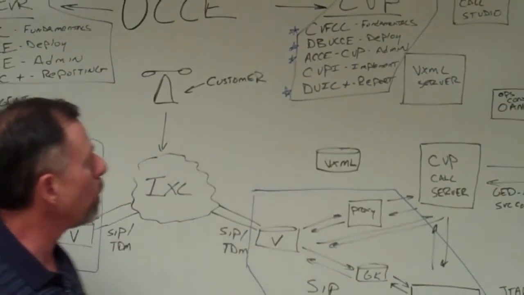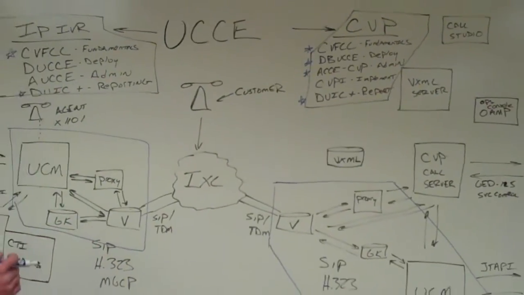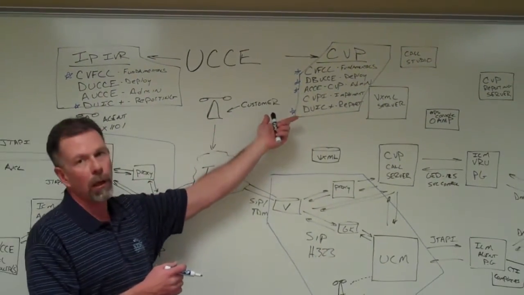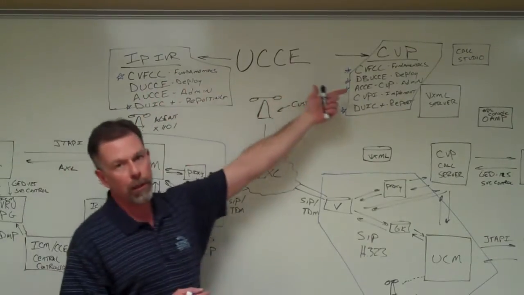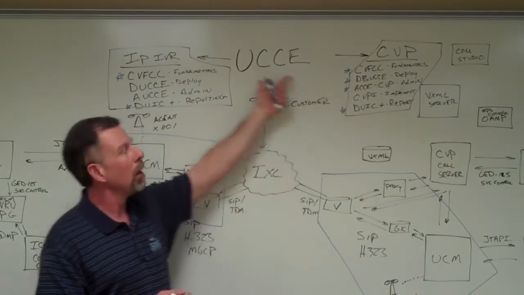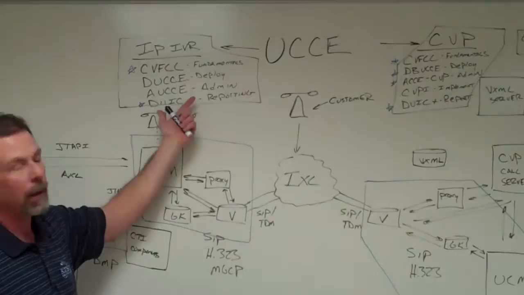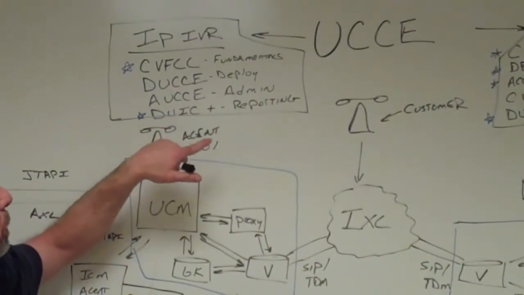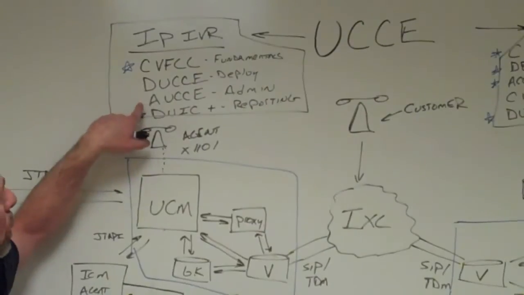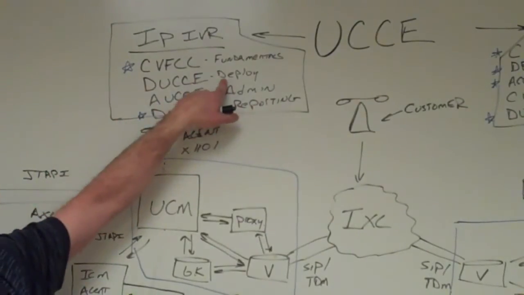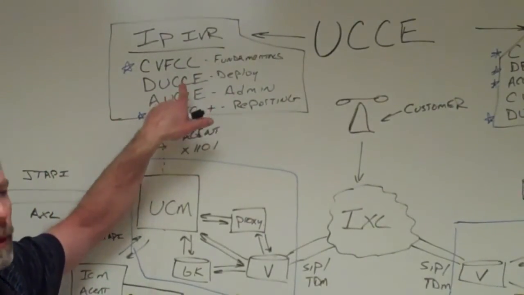We'll also talk to you about reporting. Just going to take a second here, even though I started off talking about CVP, just to kind of explain to you that really these tracks are very similar on the CVP side of the house as they are on the IPIVR side of the house. If we look over here on the IPIVR side of the house, we've also got a course called DCCE, another course called ACCE. That's a deploying course and an admin course, but on the IPIVR side.